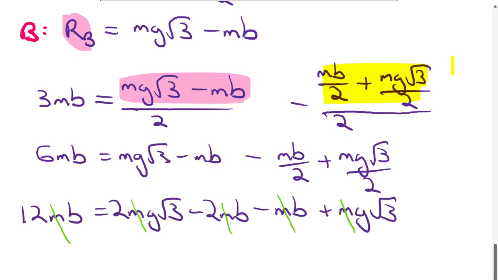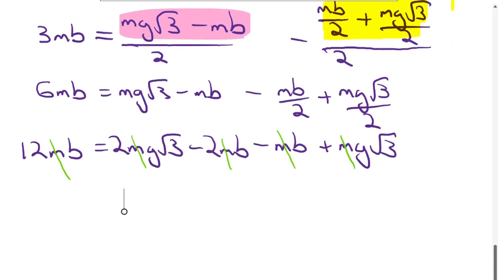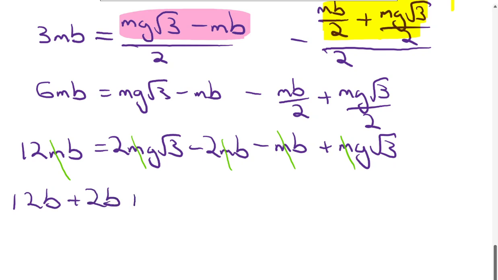And then let's move everything with b over to the left. So that's 12b plus 2b plus b. Look at me not making that joke. 2g, and then we've got 3g root 3 there, I think.